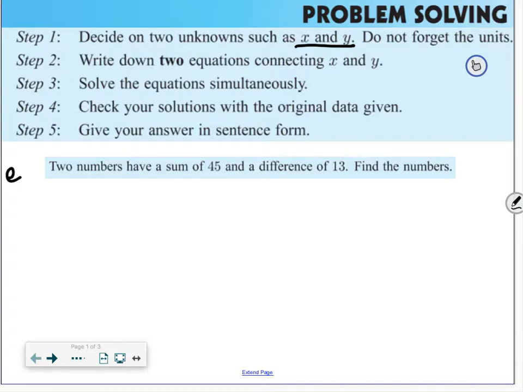Okay, so our first example here, we're just going to look at relating two numbers. So we say two numbers have a sum of 45 and a difference of 13. Find the numbers. After I read it through, I realize we're talking about two numbers. x is, we'll just say, number 1, or the first one they're talking about. y is equal to the second number.